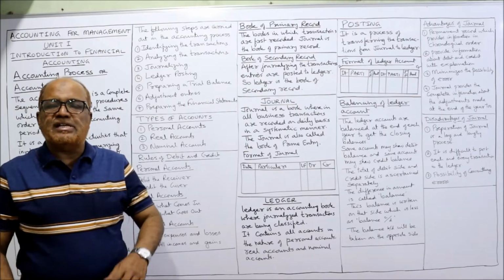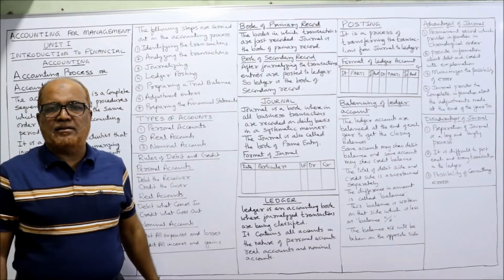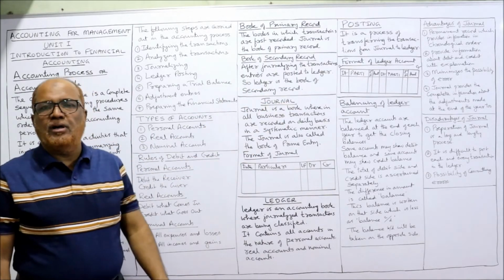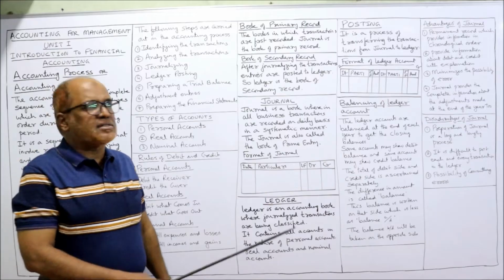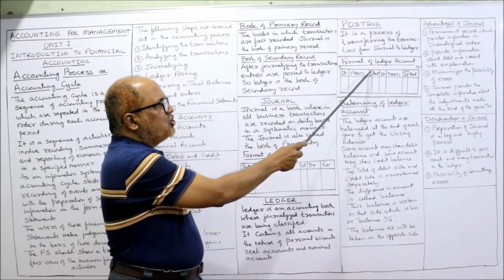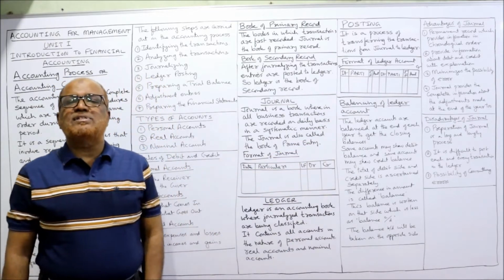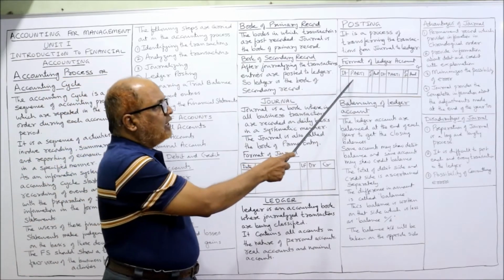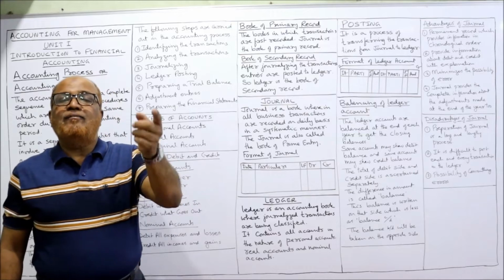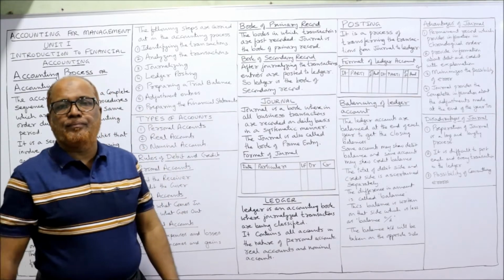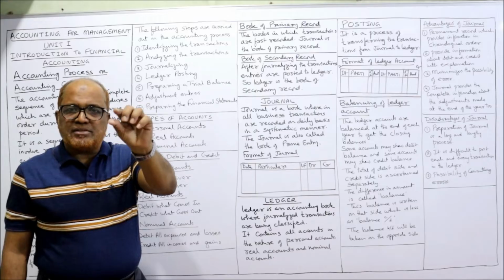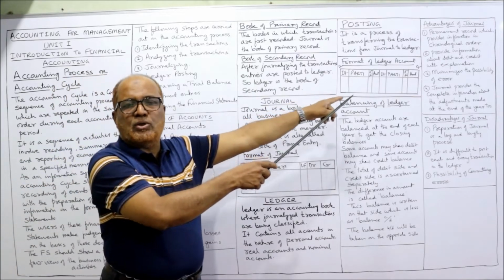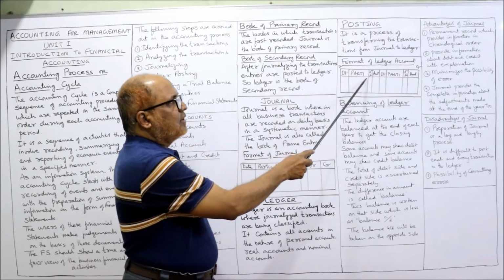Format of ledger. Ledger will consist of two sides, debit side, credit side. So 3 columns we open on debit side, 3 columns on credit side. The columns on debit side are date, particulars, JF, amount. JF stands for journal folio. That means the transaction which you are posting here is coming from which page number of the journal. In journal we have page numbers. So in which page number of journal the transaction is recorded before being posted to ledger. That is JF. Then amount.